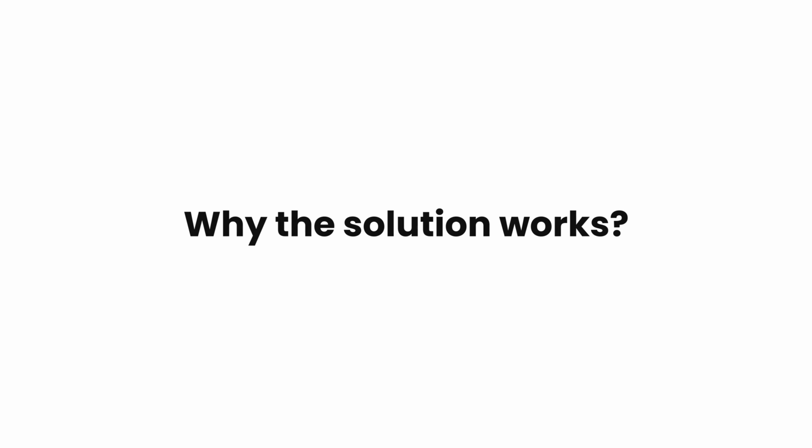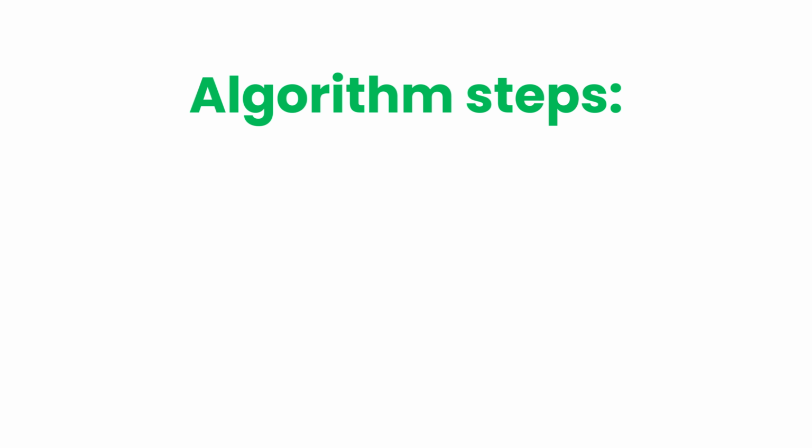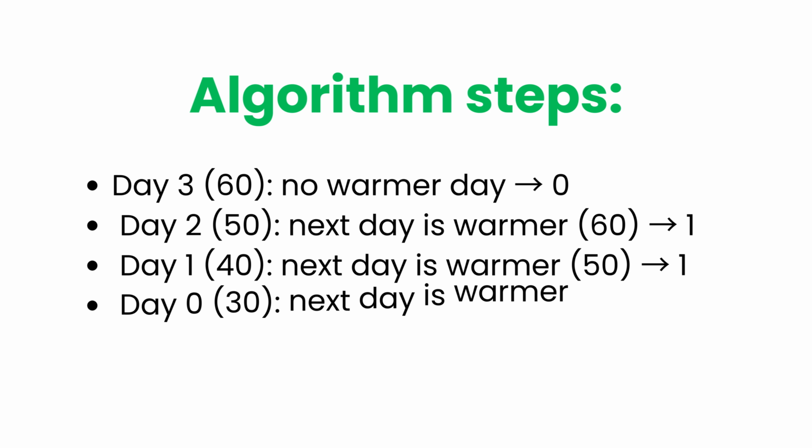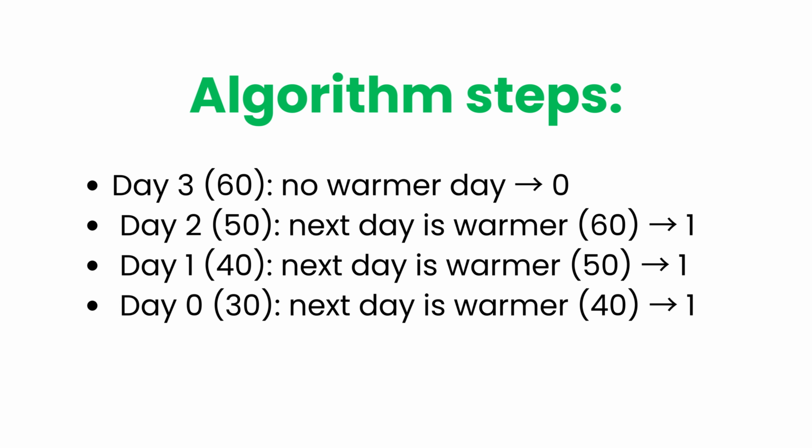Here is why the solution works. Our algorithm moves from right to left, reusing results to quickly determine the wait time. Day 3 has temperature 60. There is no future day, so the result is 0. Day 2 has temperature 50. The next day, 60, is warmer, so the wait is 1 day. Day 1 has temperature 40. The next day, 50, is warmer, so the wait is 1 day. Day 0 has temperature 30. The next day, 40, is warmer, so the wait is 1 day.